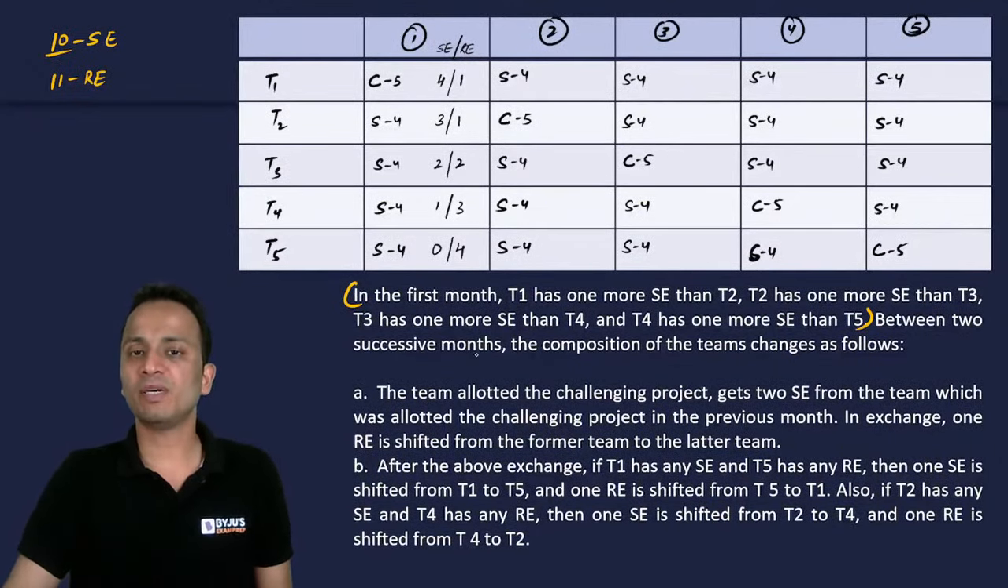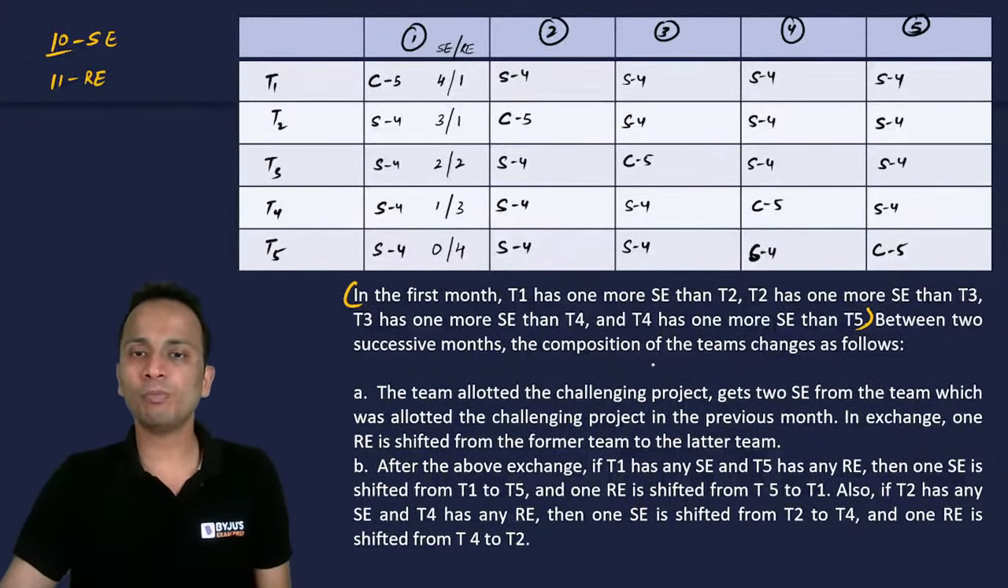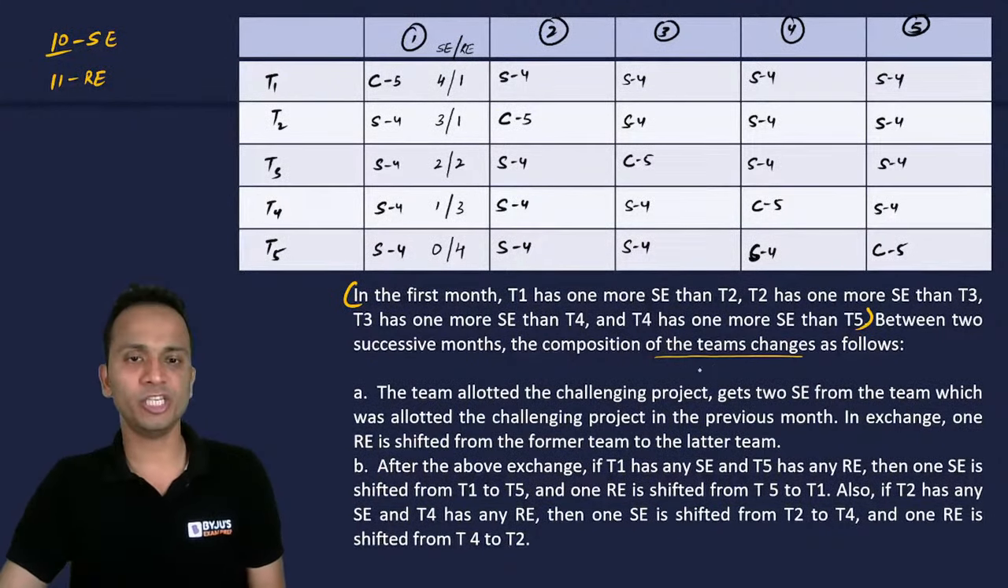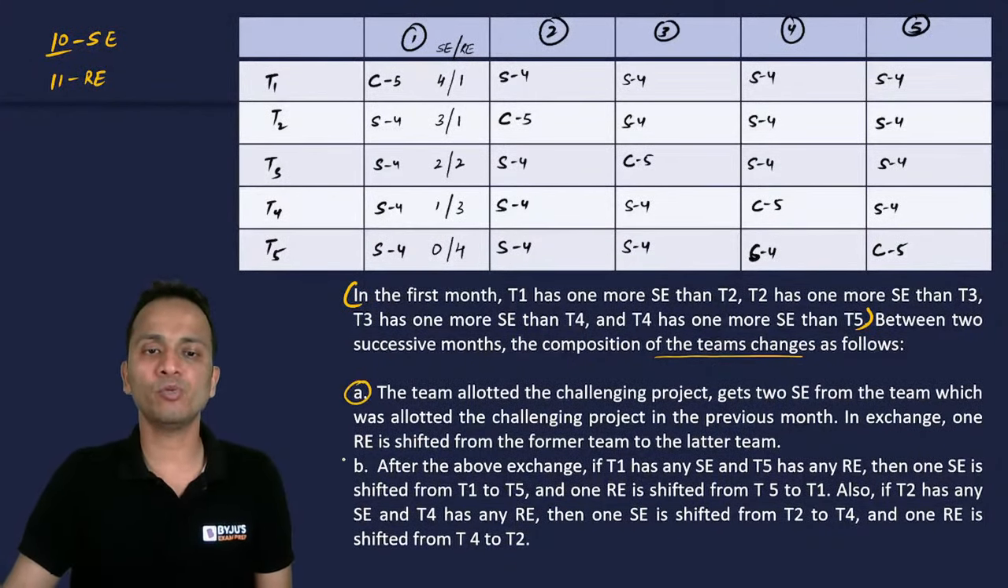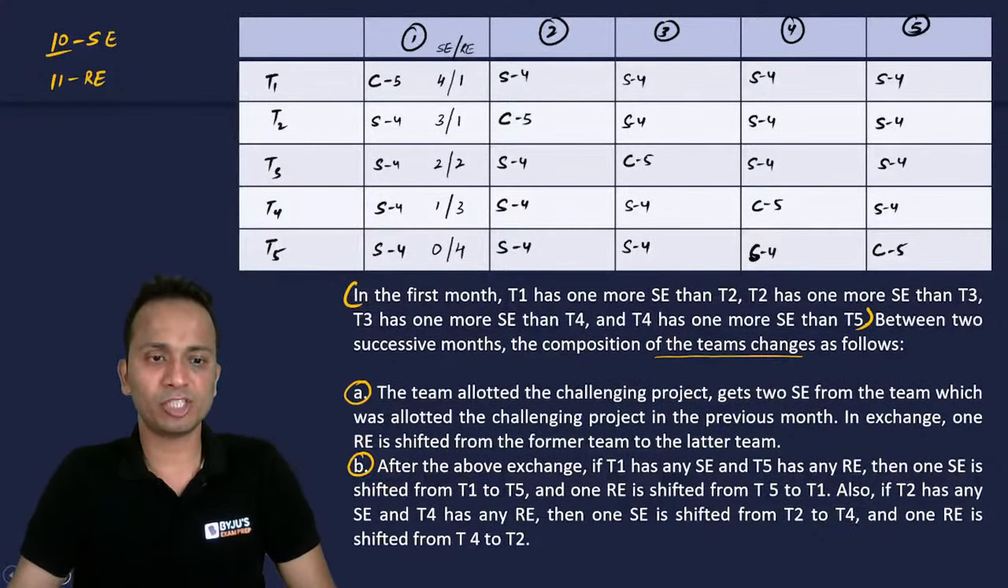Between two successive months, the composition of teams changes as follows. Up from first month to second month, the composition of the teams will change and it will change according to these points. Okay? अब थोड़ा सा टफ होने वाला है, समझना ध्यान से. चलिए स्टार्ट करते हैं.